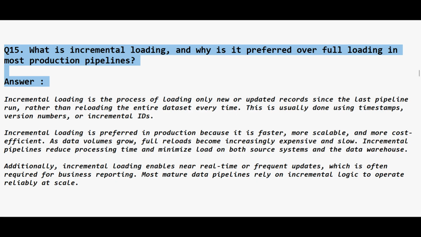Incremental loading is preferred in production because it is faster, more scalable, and more cost-efficient. As data volumes grow, full reloads become increasingly expensive and slow. Incremental pipelines reduce processing time and minimize load on both source systems and the data warehouse. Additionally, incremental loading enables near real-time or frequent updates, which is often required for business reporting. Most mature data pipelines rely on incremental logic to operate reliably at scale.